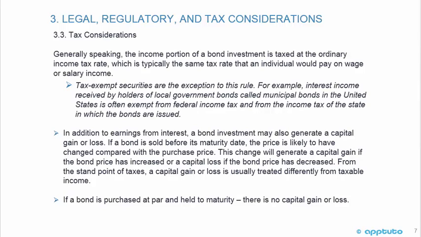In addition to earnings from interest, a bond investment may also generate a capital gain or loss. That's if it is sold before its maturity date. The price is likely to have changed compared with the purchase price. This change will generate a capital gain if the bond price is increased, or a capital loss if the bond price is decreased. From the standpoint of taxes, a capital gain or loss is usually treated differently from taxable income. If a bond is purchased at par and held to maturity, there is no capital gain or loss.